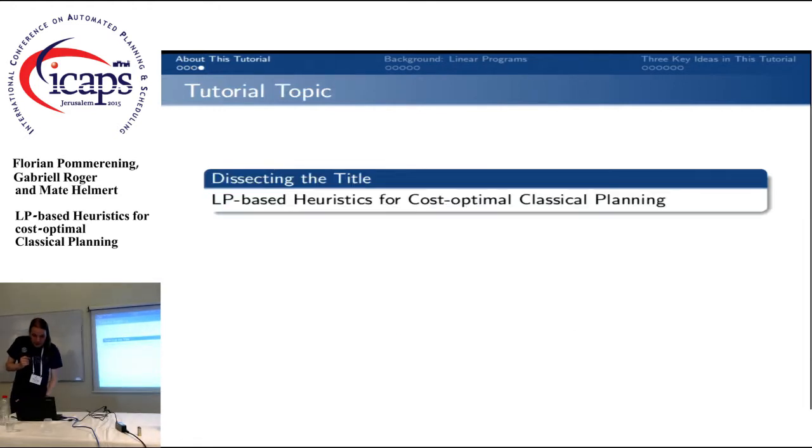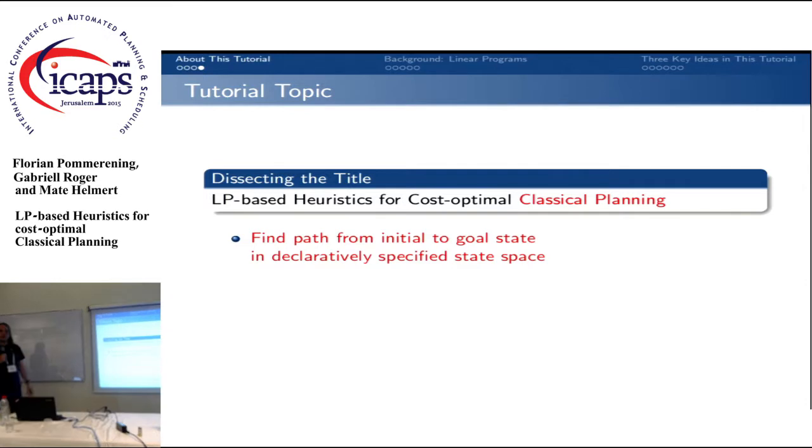Okay. So let's maybe start by explaining the title, because that's also the motivation for the talk. This is about classical planning. So we have a large state space which is specified in some kind of declarative specification, in our case, as a SAS+ planning task. And in that state space, we want to find a path from the initial state to some goal state. It should be cost optimal here. So we really want to minimize the cost of this path, which is defined as the sum of costs of the actions along the path.